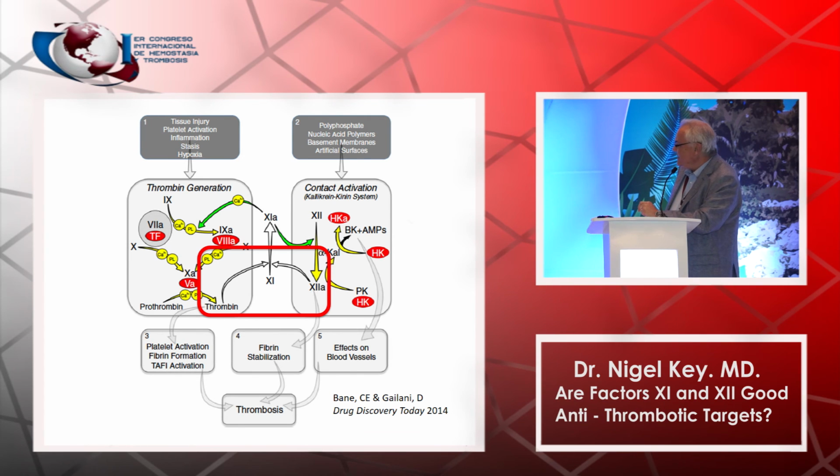But David Gailani and George Broze showed quite a number of years ago that thrombin, in vivo, is probably the more important way of activating factor 11. So there's not one, but probably two ways of activating factor 11 in vivo. And this is important because it allows you to compartmentalize these various pathways.